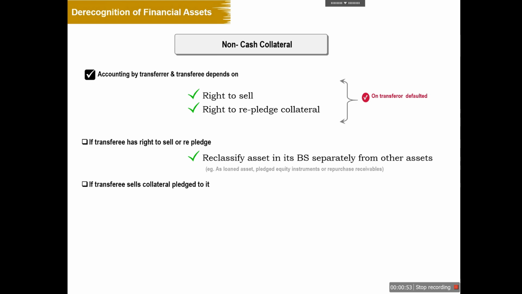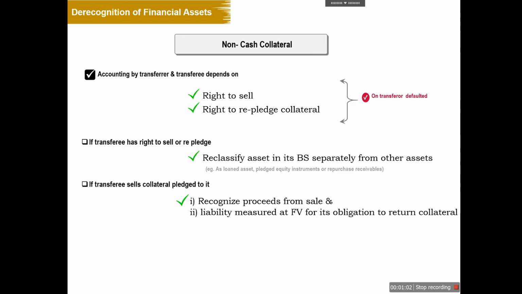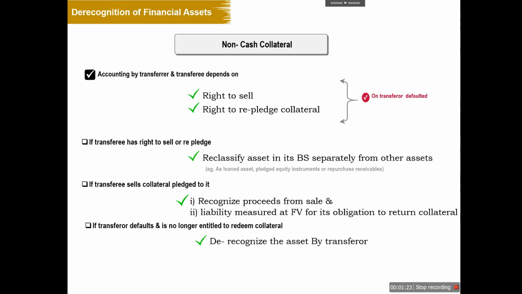If the transferee sells the collateral that is placed with it, in that case, first it will recognize proceeds from the sale of collateral and simultaneously it will recognize a liability that is measured at fair value for its obligation to return the collateral. And the transferee will not recognize the collateral as an asset as it has already sold it. And if the transferor defaults and is no longer entitled to redeem the collateral, in that case, it will derecognize the asset, and the transferee will recognize the asset at fair value and will derecognize the obligation if it has already sold the collateral.